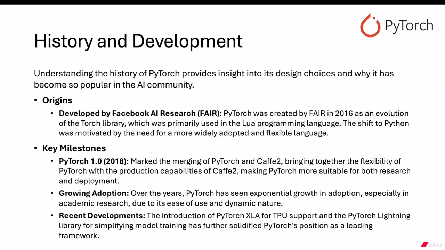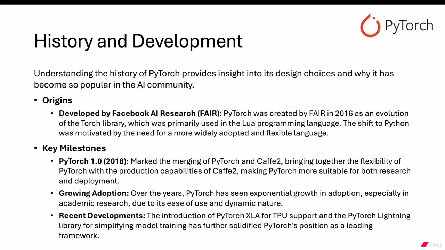Let's look at the history and development of PyTorch. Understanding the history of PyTorch provides insights into its design choices and why it has become so popular in the AI community. Origins. Now, developed by Facebook's AI Research, which is FAIR, PyTorch was created by FAIR in 2016 as an evolution of the Torch library, which was primarily used in the Lua programming language. The shift to Python was motivated by the need for a more widely adopted and flexible language.